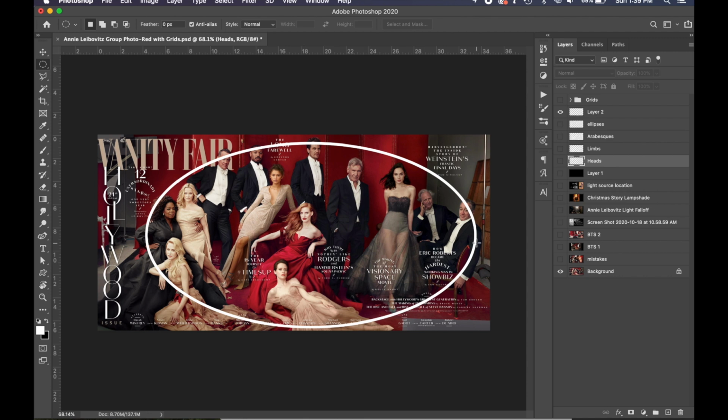It doesn't have to be perfect, especially if you're a photographer. Whoever she's working for is doing an awesome job of planning this out, positioning everybody, posing them all, and so she can use the limbs and the heads to create unity and movement.